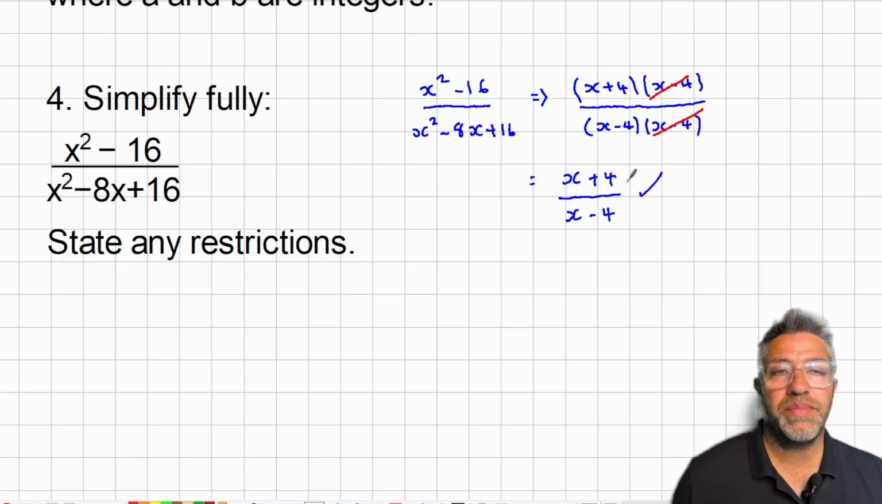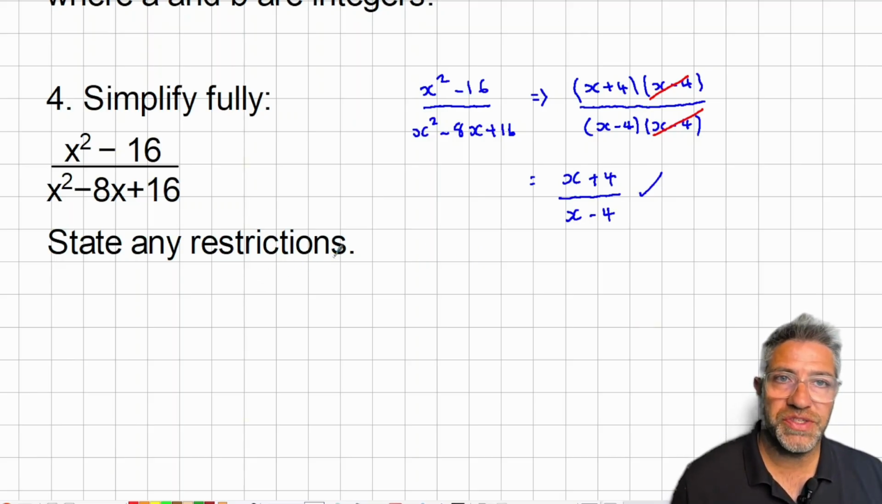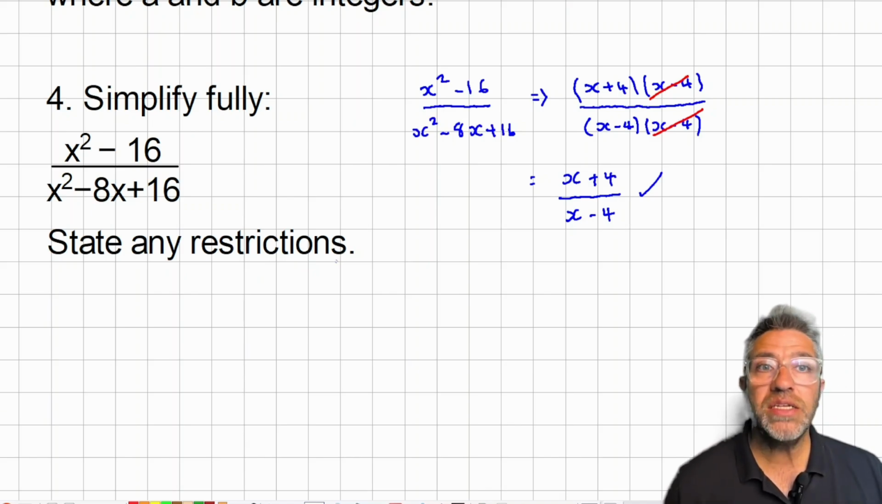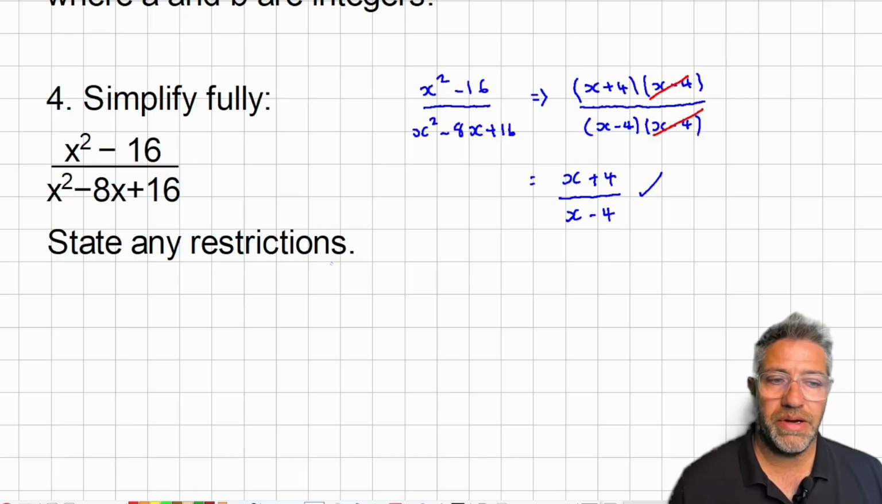And that's the first part of the question. But again, we need to state any restrictions. Remember, what does that mean? It's where our expression is undefined because in essence, we'd be having to divide by 0. Ask yourself once again, is there a value of x that makes x minus 4 equal 0? Well, yes, there is, the value of 4. So our restriction is x cannot equal 4.